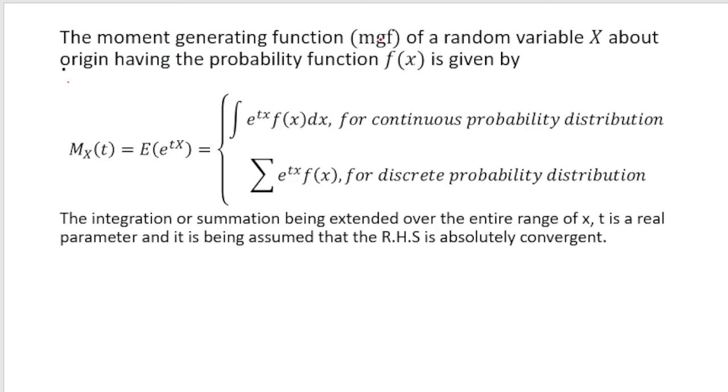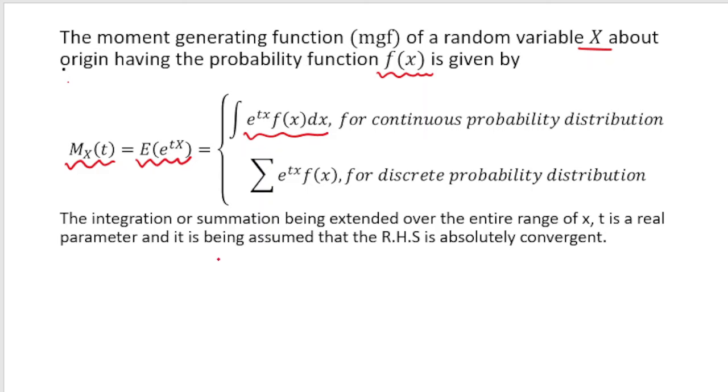The moment generating function of a random variable x about the origin, having the probability density function or probability function f of x, is given by the expectation of e to the power tx. How do you calculate the expectation of e to the power tx? In case of a continuous random variable, it is the integration of e to the power tx f of x dx over the entire range of x. And in case of a discrete probability distribution, it is the summation of e to the power tx into f of x, taken over the entire range of x.